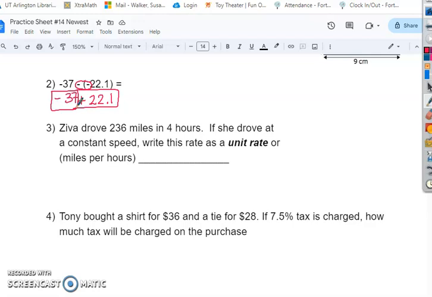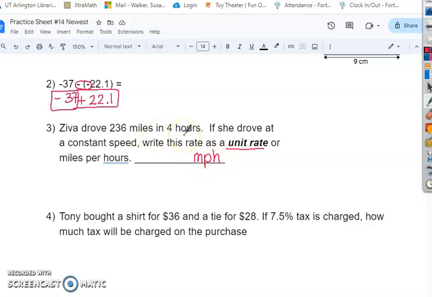Okay. Number 3, Ziva drove 236 miles in 4 hours. If she drove at a constant speed, write this as a unit rate or miles per hour. I guess I don't need those parentheses there. So what I'm going to do is put the units here. For speed, we do miles per hour or mph. This says miles in 4 hours.